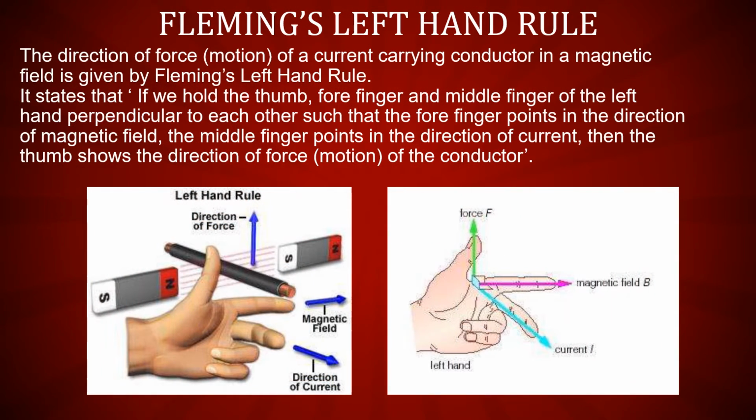Fleming's left hand rule. The direction of force, that is the motion of a current carrying conductor placed in a magnetic field, is given by Fleming's left-hand rule. If we hold the thumb, forefinger and the middle finger of the left hand perpendicular to each other such that the forefinger points in the direction of magnetic field, the middle finger points in the direction of current, then the thumb shows the direction of force or the motion of the conductor, as shown in the figure below.